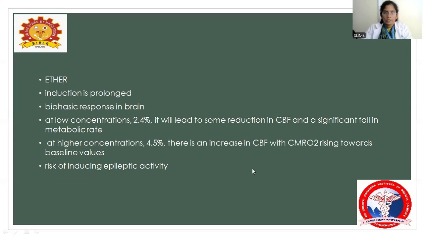Okay. So induction is slow. Biphasic response in the brain will occur at low concentration, at this 2.4. What is biphasic response? It has two responses. If it is a lower concentration of 2.4, it will lead to reduction in cerebral blood flow and decrease in cerebral metabolic rate. If the concentration is more than 4.5%, there will be increase in cerebral blood flow and cerebral metabolic rate of oxygen rising towards baseline value. So it has a risk of epileptic activity.